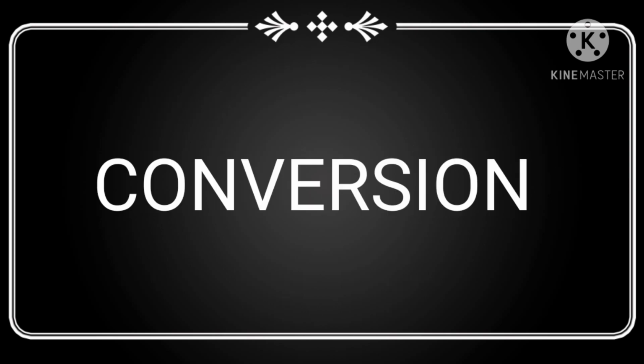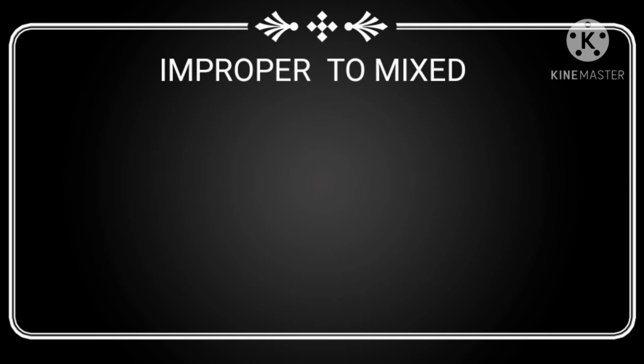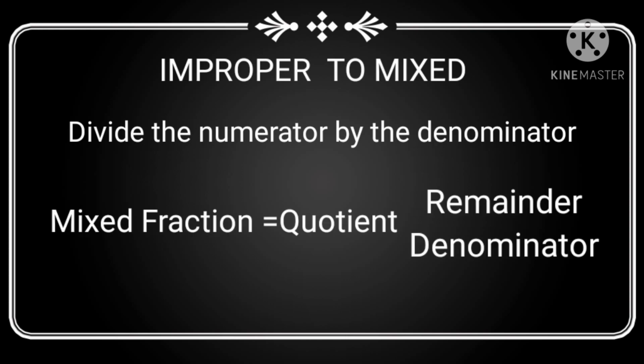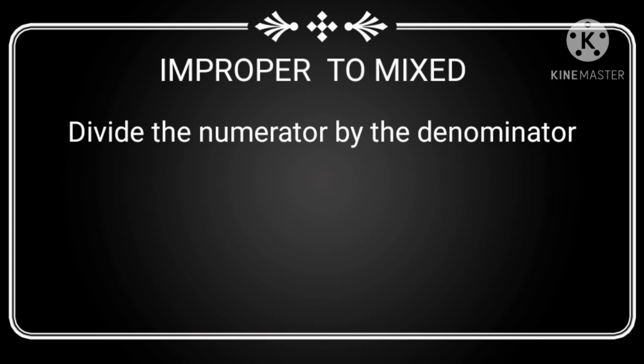Now let us learn the conversion of fractions. Let us convert an improper fraction to a mixed fraction. To convert an improper fraction to a mixed fraction, first let us divide the numerator by the denominator. After division, we get the mixed fraction as the quotient into remainder by the denominator.